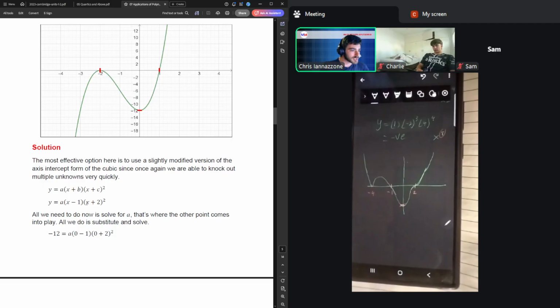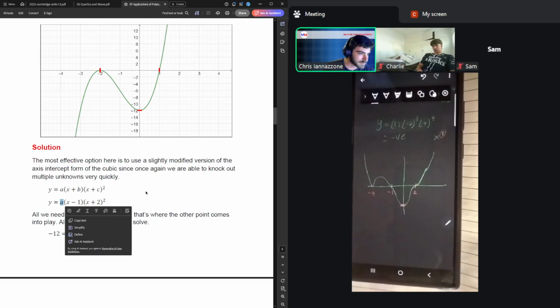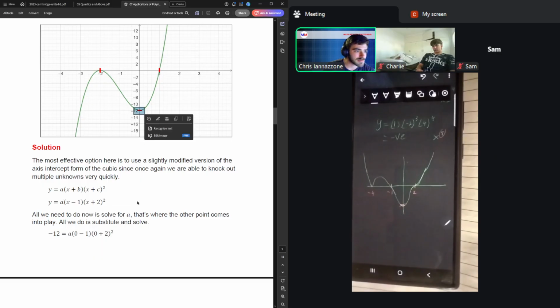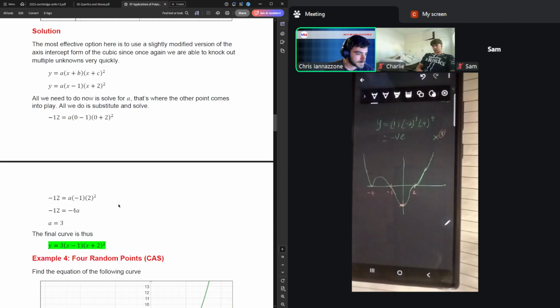But yeah, that's the -2, so that's going to be the x plus 2 that belongs there. This is a cut, so it's going to be just a basic linear on its own. And yeah, again, the a is going to be there. Sure enough, we have another point that we can sub in.